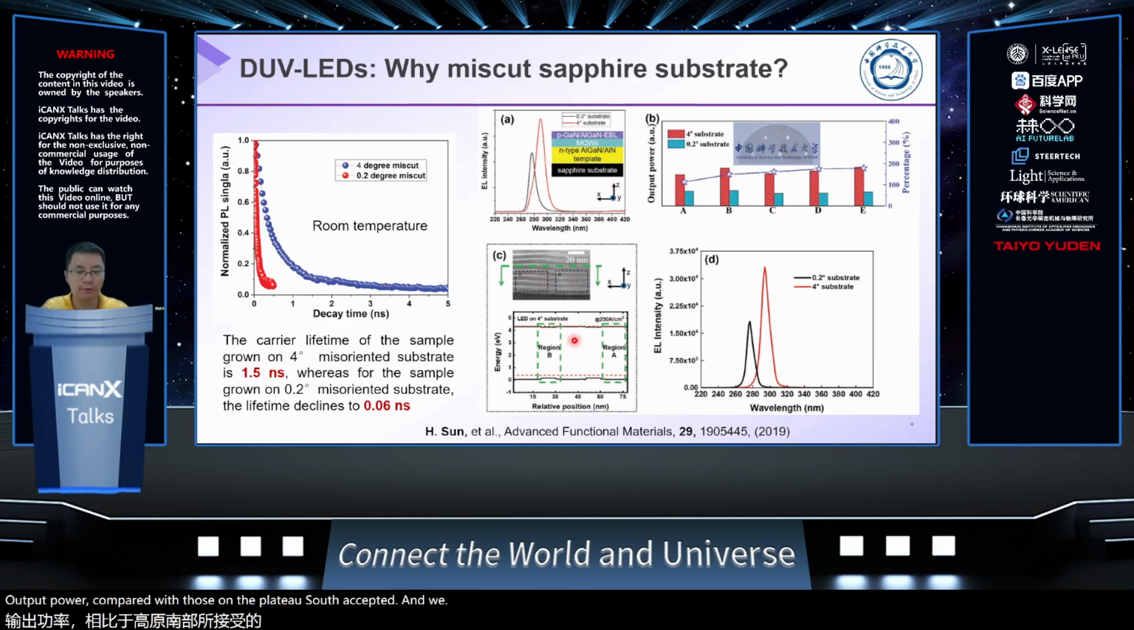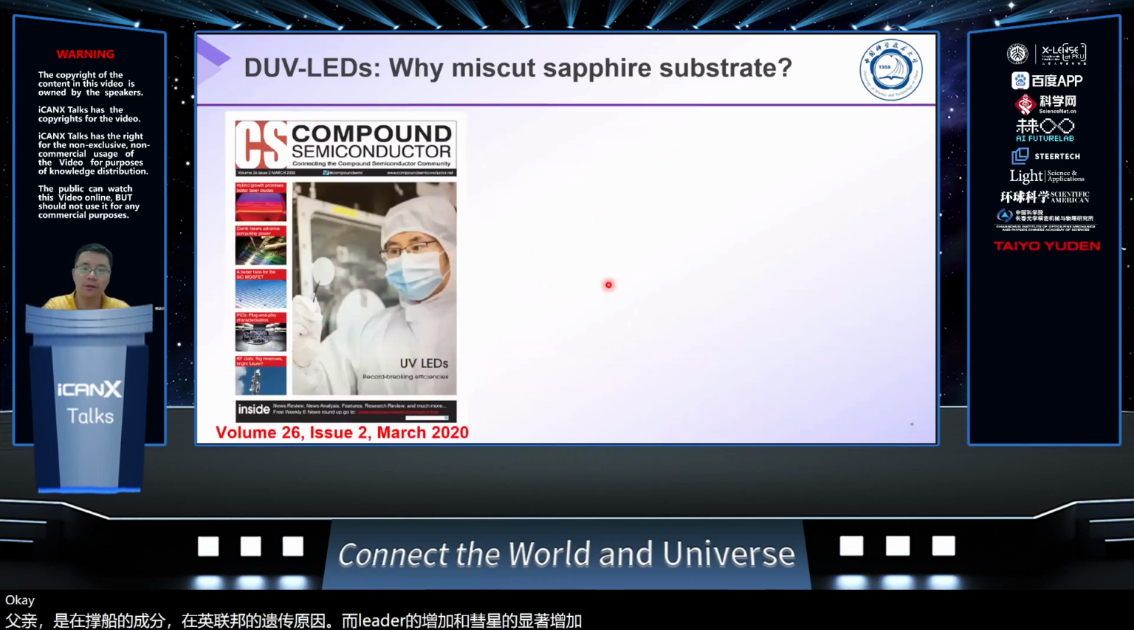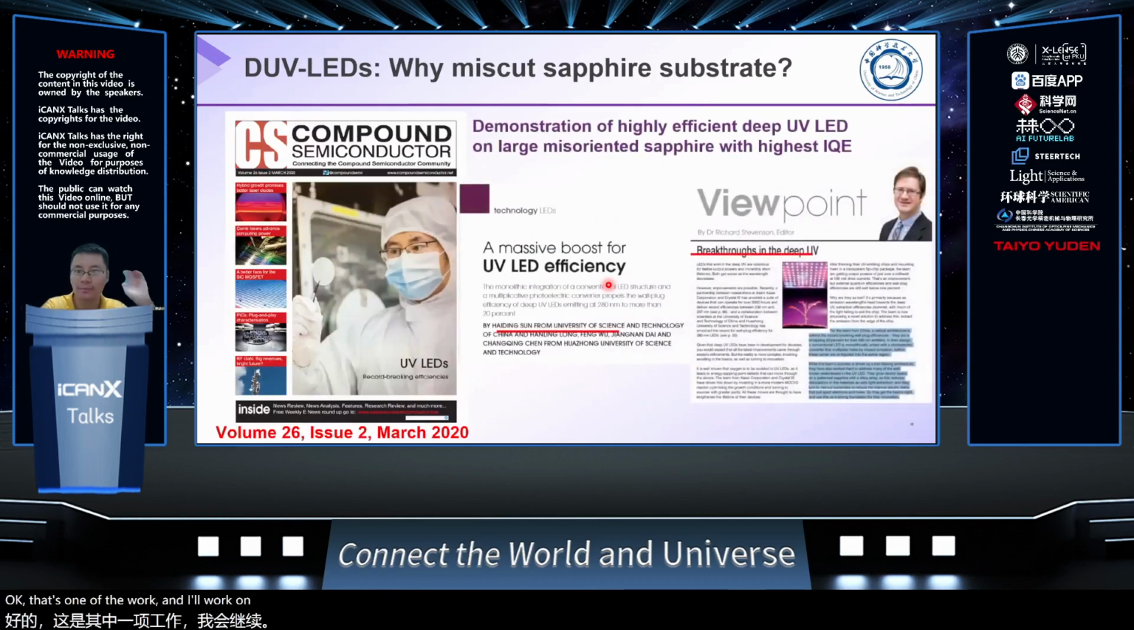And we did a calculation that found that it is the compositional inhomogeneity caused in the quantum wells that leads to a significant increase of the quantum efficiency. That's one of the works, and our work was highlighted by the respected magazine Compound Semiconductor on the cover, and the chief editor, Dr. Richard, also mentioned that our work is a breakthrough in the deep UV.